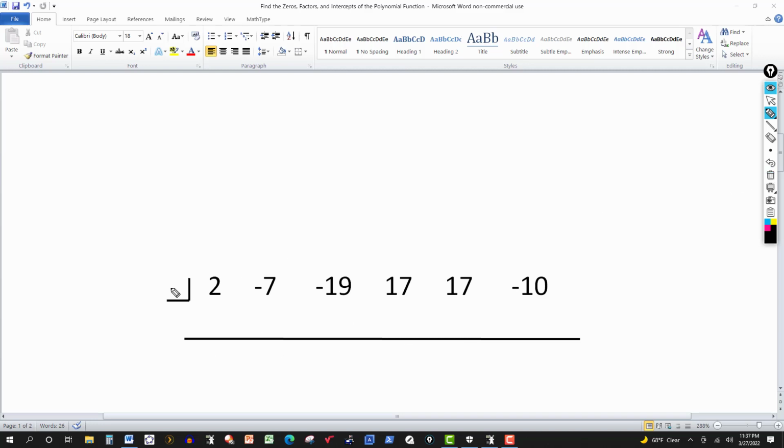So negative 1, I could do it the same way. And say I wanted to test another one, say 5. Instead of doing it manually, I could just bring this down here. And 2 times 5 is 10. Negative 7 and 10 is 3. Then 5 times 3 is 15. Add these up, we get negative 4.